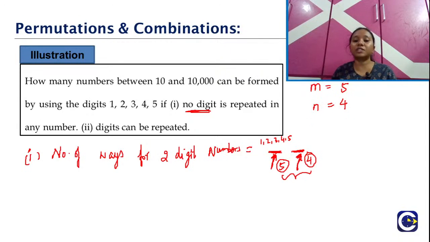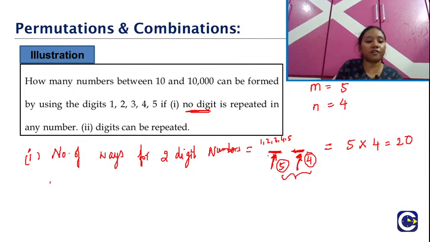If you observe, it's a 2-digit number. So both cases will occur simultaneously. The tens digit should come as well as the ones digit. So here both experiment 1 and 2 will be performed simultaneously. So the number of ways for a 2-digit number is nothing but m cross n, that is 5 cross 4, which is equal to 20.